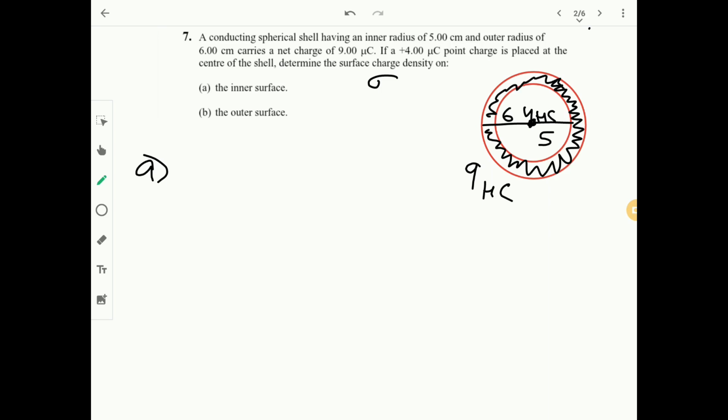Anything inside is hollow. You can think of it basically like a big metal ring, right? So the inner radius is 5, the outer radius is 6, so the thickness is 1 centimeter. So I'll give you guys a few seconds. You can solve. I've given you some hints. The outer surface is 9 microcoulombs, and we have just put a 4 microcoulomb charge inside, and then we'll check together.